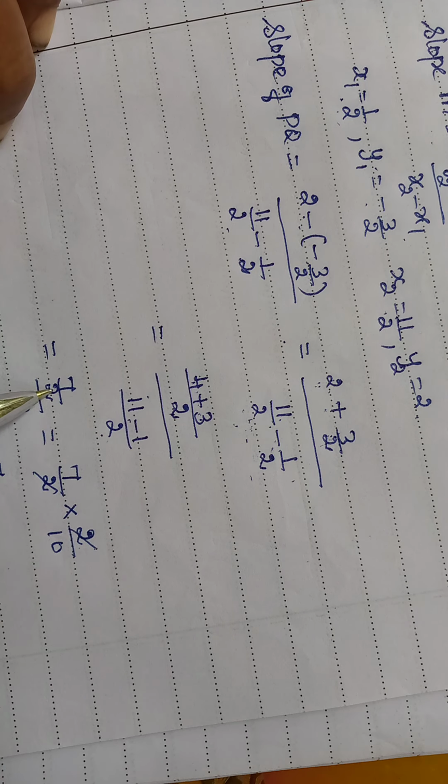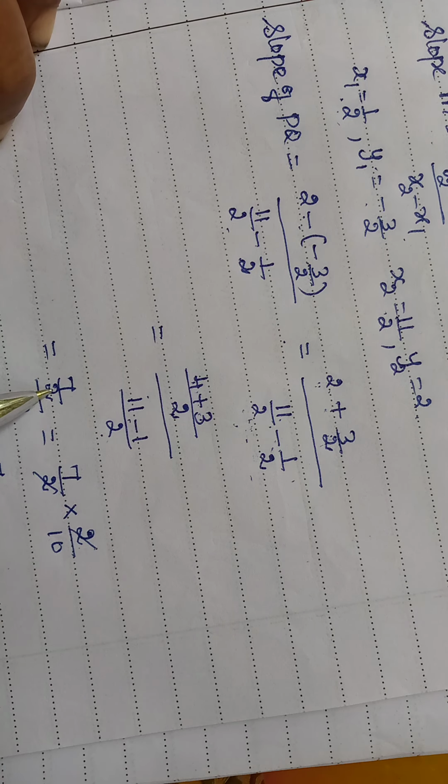Similarly, we can find the slope of SR. PQ and SR are the opposite sides. So next you have to find the slope of SR. That is homework. You have to find it and write it. You will get the same value, 7 by 10. So the slope of PQ is 7 by 10, and the slope of SR is also 7 by 10. You should find the slope of SR.